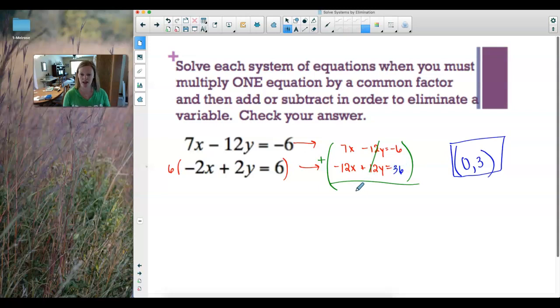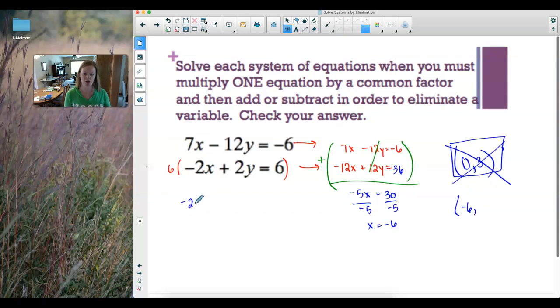So now when I add everything together, I get -5x equals 30. I'm sure some of you caught that. Divide by -5, x equals -6. Okay, so my answer here was wrong because it didn't work. X is -6. Now we need to figure out y.